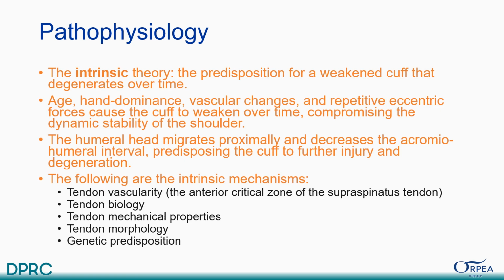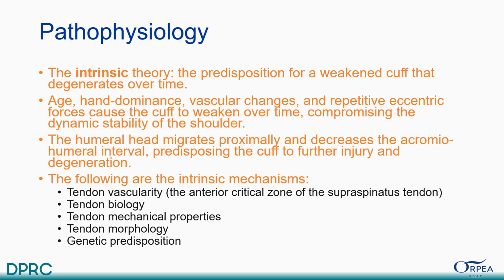There is another theory called the intrinsic theory. This is a predisposition of a weakened cuff that degenerates over a period of time due to aging, hand dominance, vascular changes, and repetitive eccentric forces causing the cuff to weaken over time, and finally producing dynamic instability of the shoulder. Ultimately, the humeral head migrates proximally, which reduces the acromiohumeral interval, predisposing the cuff to further injury, compression and degeneration.